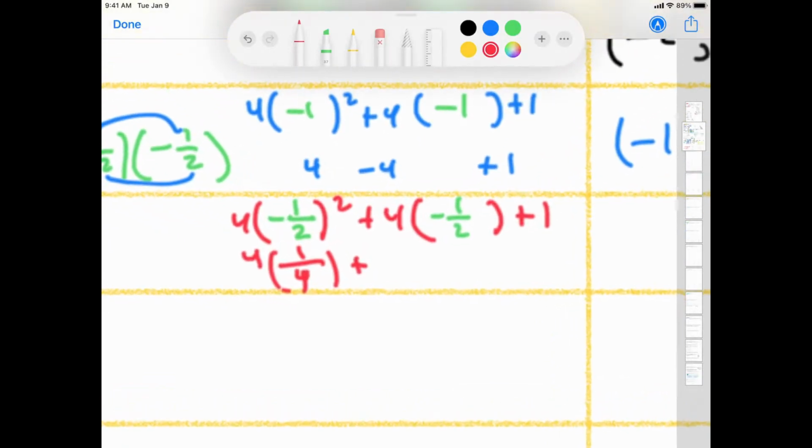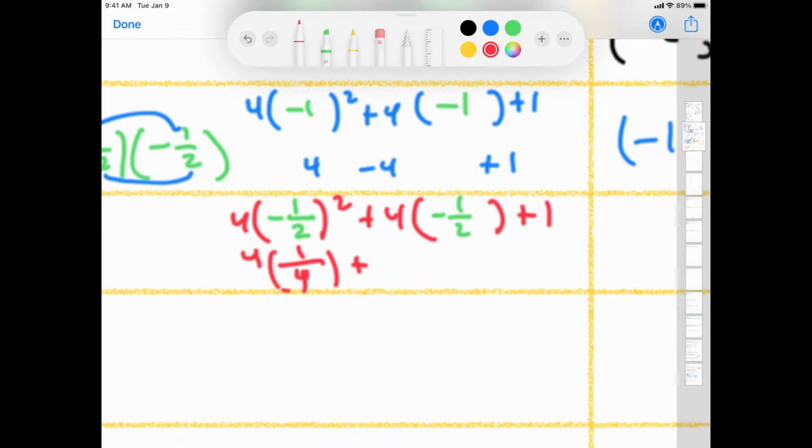Okay, this one I'm going to make a fraction. Put it over 1. You're going to do the same thing. We're going to multiply. Positive times a negative is a negative, so I'm going to change this to a negative. And then I'm going to multiply across. 4 times 1 is 4, and 2 times 1 is 2. So that will give me a -4/2 plus 1.